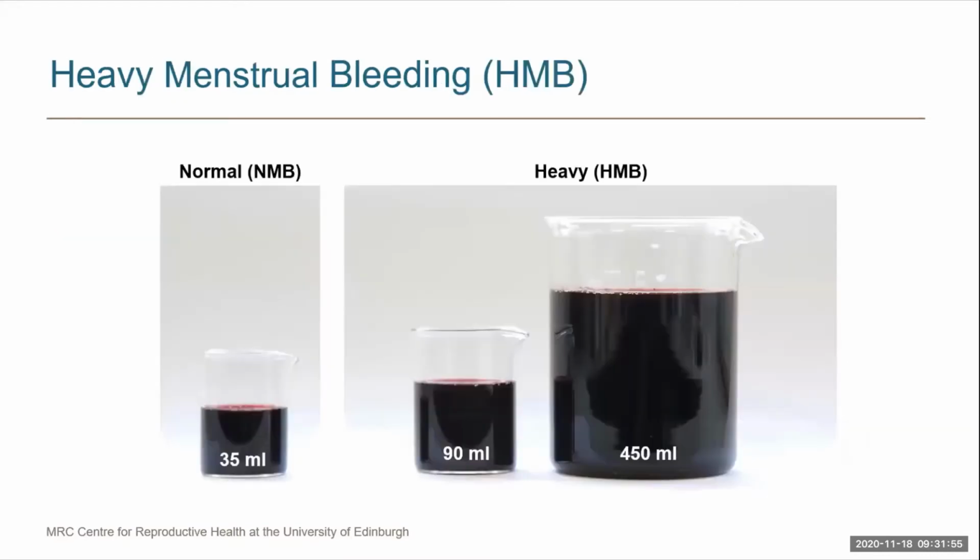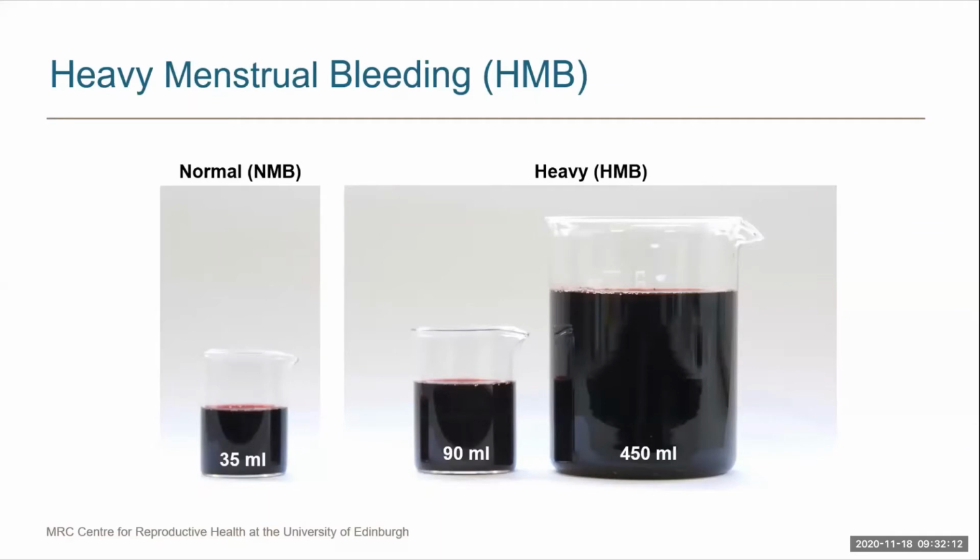Next slide, please. So objectively, it's this definition of over 80 mils per cycle, and that has a significant negative impact on quality of life. And repeatedly losing over 80 mils will result in significant anemia. So it really has a big effect on women.